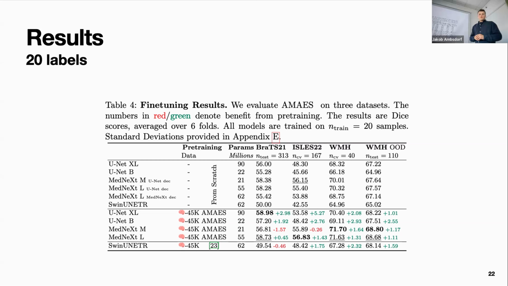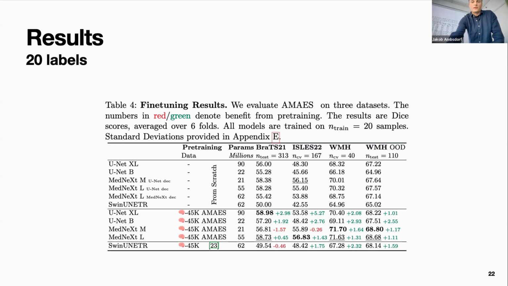So yeah, you get on average a 1 to 2 Dice score point increase across the board. And of course, this is not life-changing in terms of what you can do now with fewer labels, but I think it's a step in the right direction. And we were quite happy that we were able to also beat the baseline with a much more efficient method.